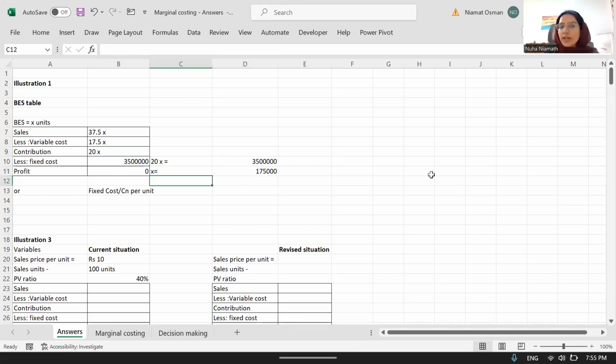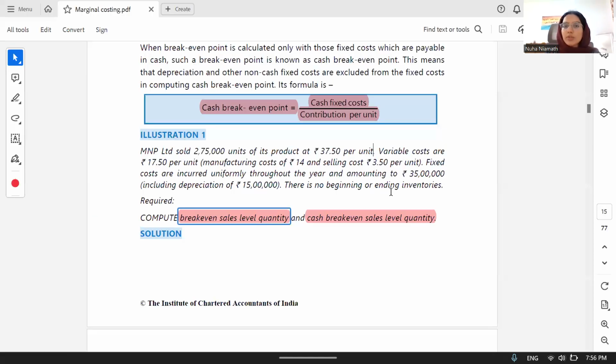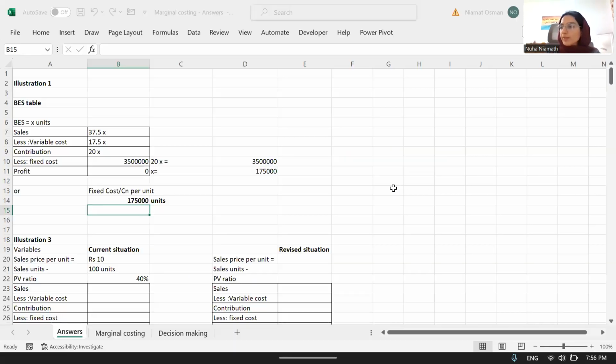Let's leave x. Let's look at it like we know it now. If you take fixed cost directly, the formula is 35 lakhs, which is already given in the question, divided by contribution per unit, which is 20. That will give me 1,75,000. So this will be my break-even sales. Everybody's clear so far? Any confusion, any doubts? Clear, ma'am? How about the others? Please let me know in the chat box. Okay, great.